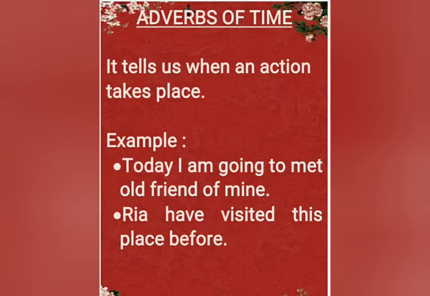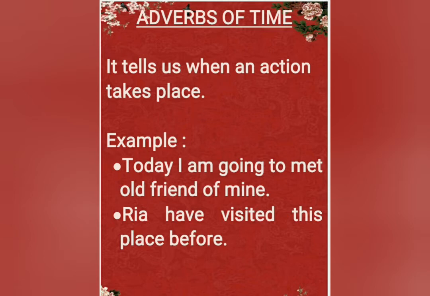Adverbs of time. It tells us when an action takes place. Example: Today I am going to meet an old friend of mine. Ria has visited this place before. Like in these sentences, as I told you, it shows when an action takes place. Like today, someone is going to meet their old friend. In the next sentence, Ria visited some place before. It's an indication that something has happened before, you can say. All in all, it represents time here.